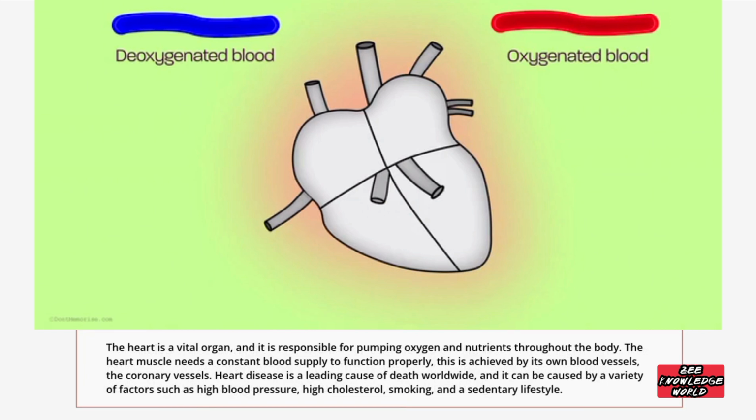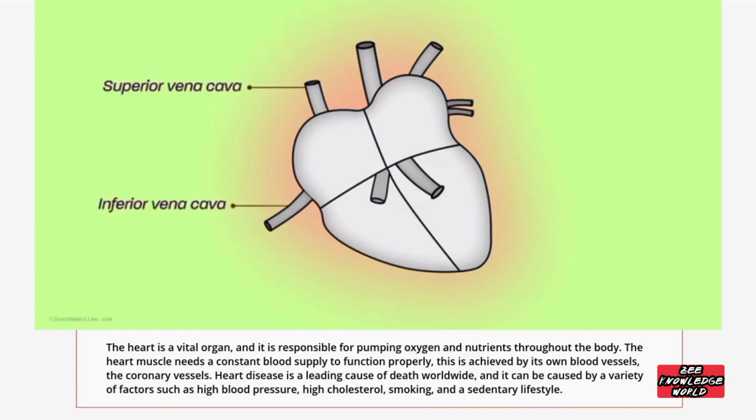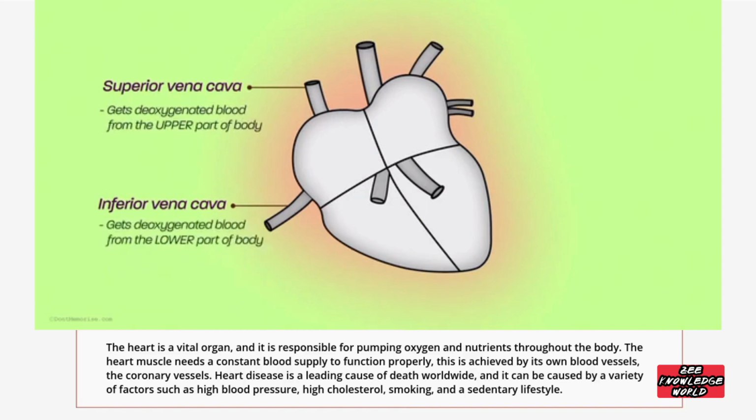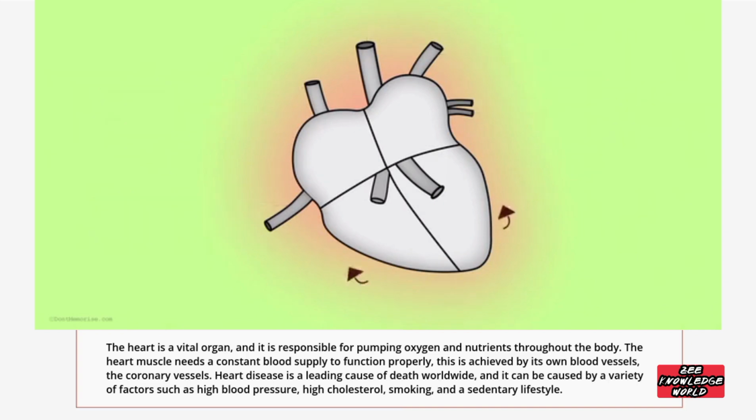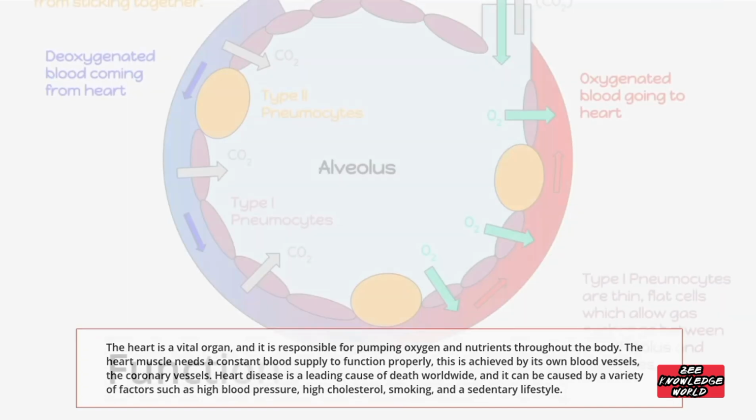The heart is a vital organ, and it is responsible for pumping oxygen and nutrients throughout the body. The heart muscle needs a constant blood supply to function properly. This is achieved by its own blood vessels, the coronary vessels. Heart disease is a leading cause of death worldwide, and it can be caused by a variety of factors such as high blood pressure, high cholesterol, smoking, and a sedentary lifestyle.